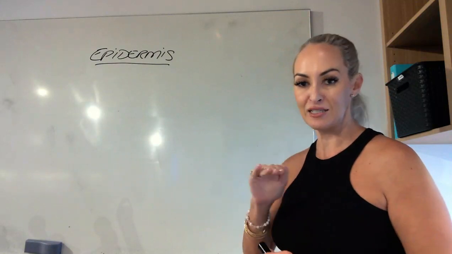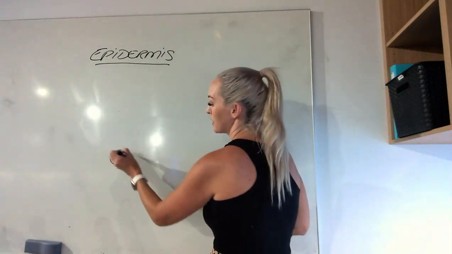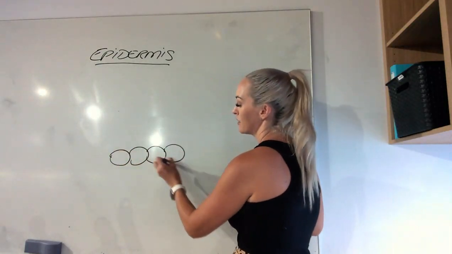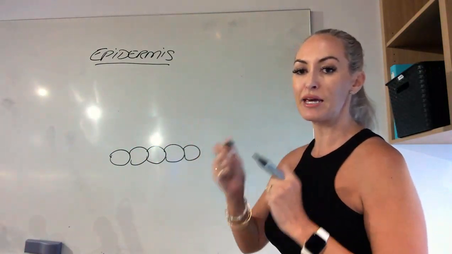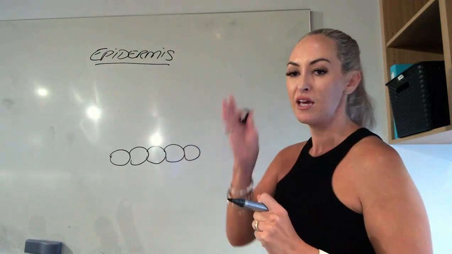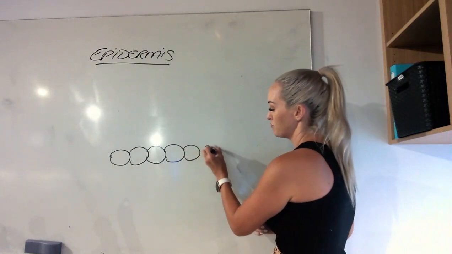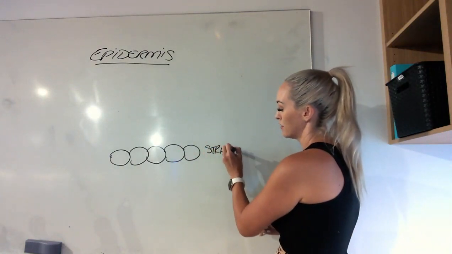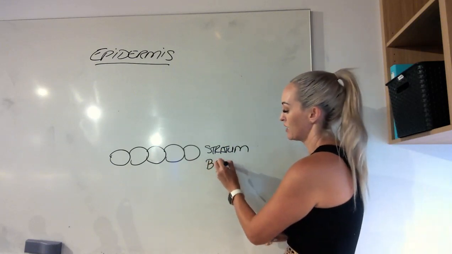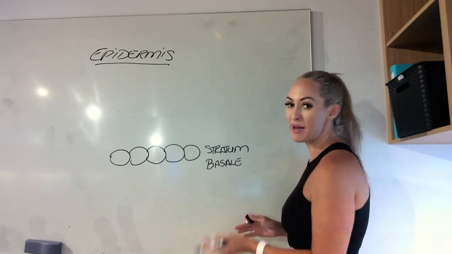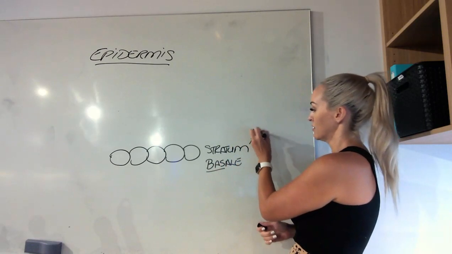Stratum means layers, okay, and it's at the front of every single one. Okay, so the first one, we're going to start here with our basale. Now, because this is at the bottom, it divides, okay? So it's like a little mechanism that's constantly growing and dividing. It is a duplicate of each other cell, okay? So we have a stratum, meaning layers, okay? So stratum basale, B-A-S-A-L-E, like a base, okay? And stratum means layers.